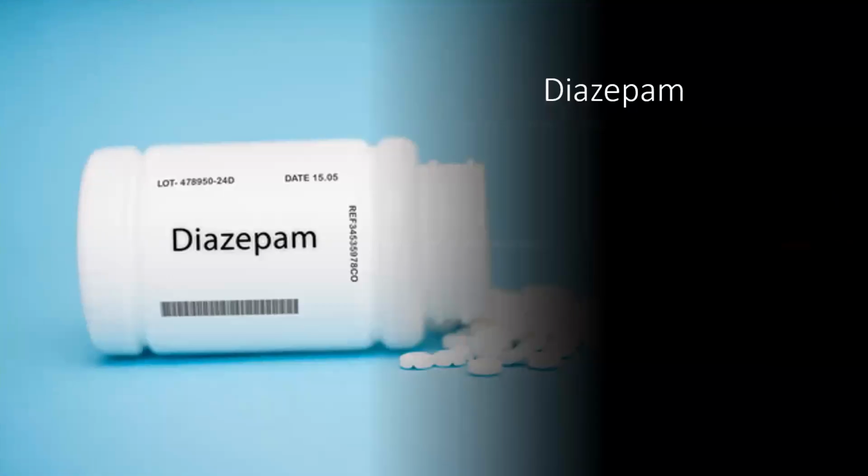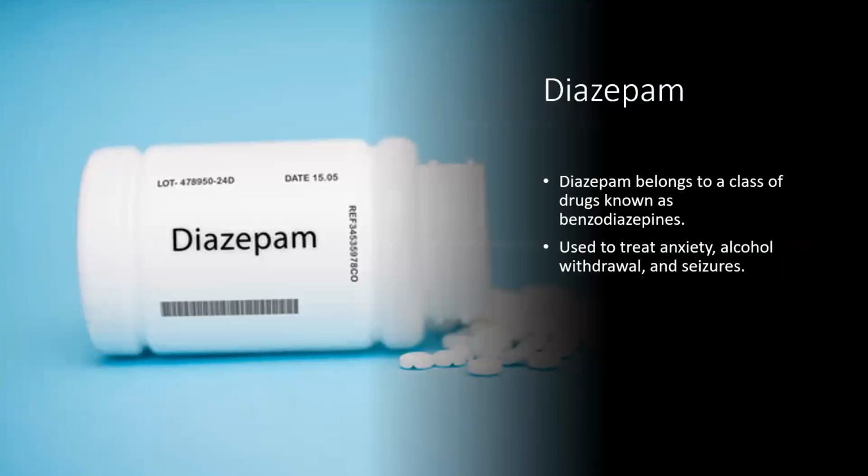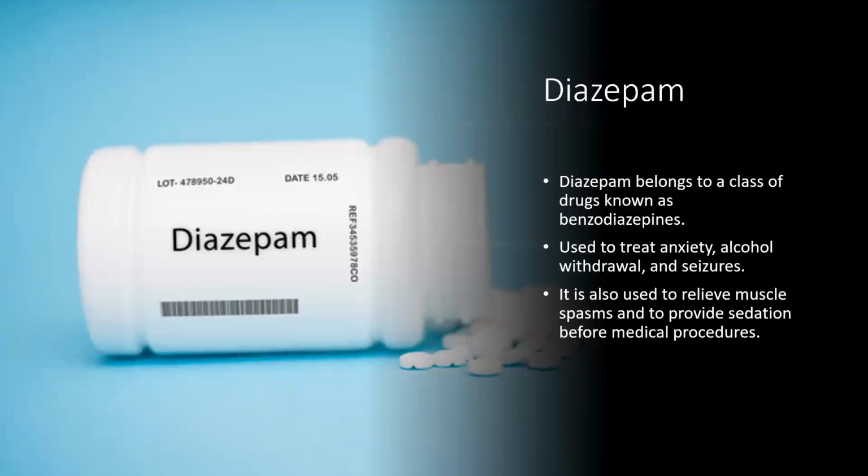Another common drug associated with poisoning is diazepam. Diazepam belongs to a class of drugs known as benzodiazepines, used to treat anxiety, alcohol withdrawal, and seizures. It is also used to relieve muscle spasms and to provide sedation before medical procedures. Diazepam works by calming the brain and nerves.